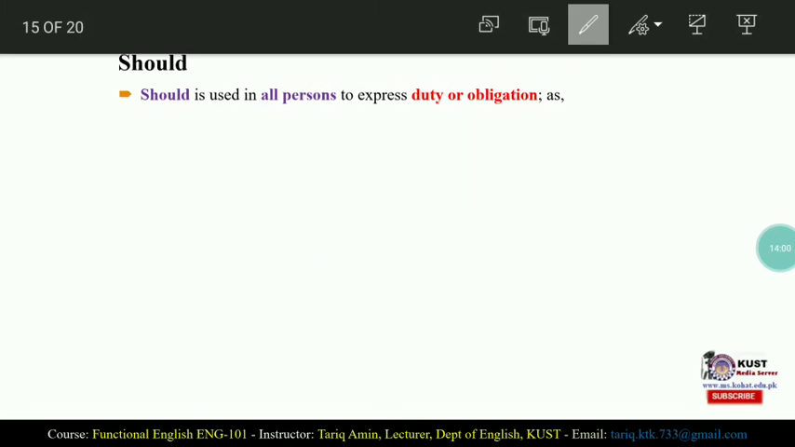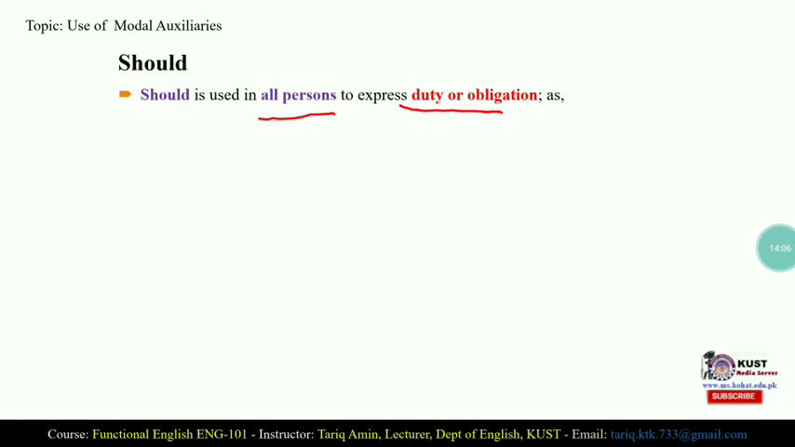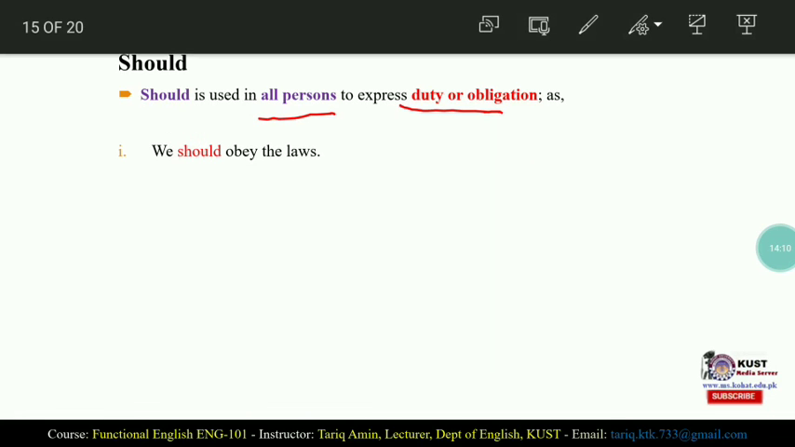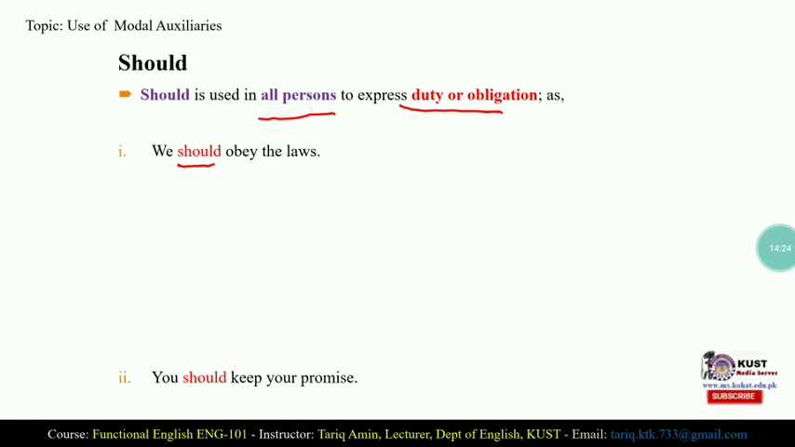Should is used in all persons to express duty or obligation. Like, we should obey the law. It is obligatory for us to obey the law. It is our duty to obey the laws. Laws are made for we people and we should obey the laws.